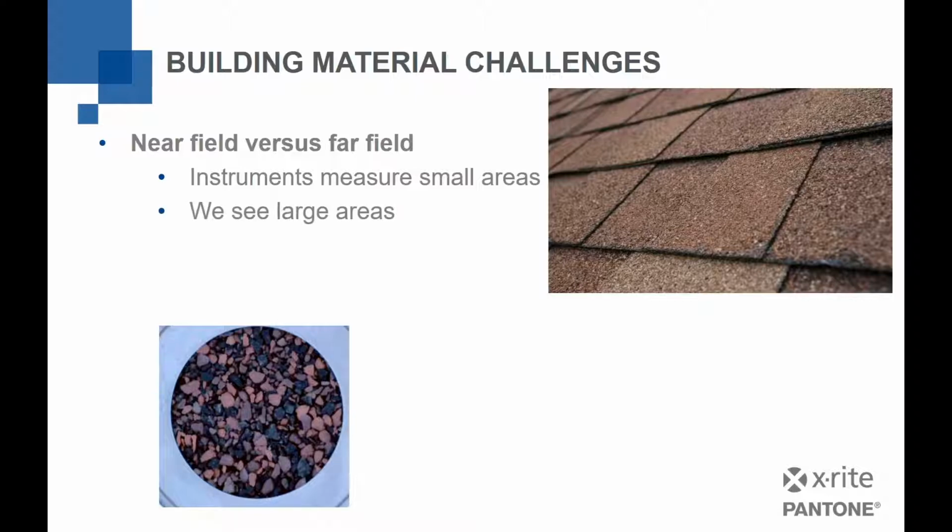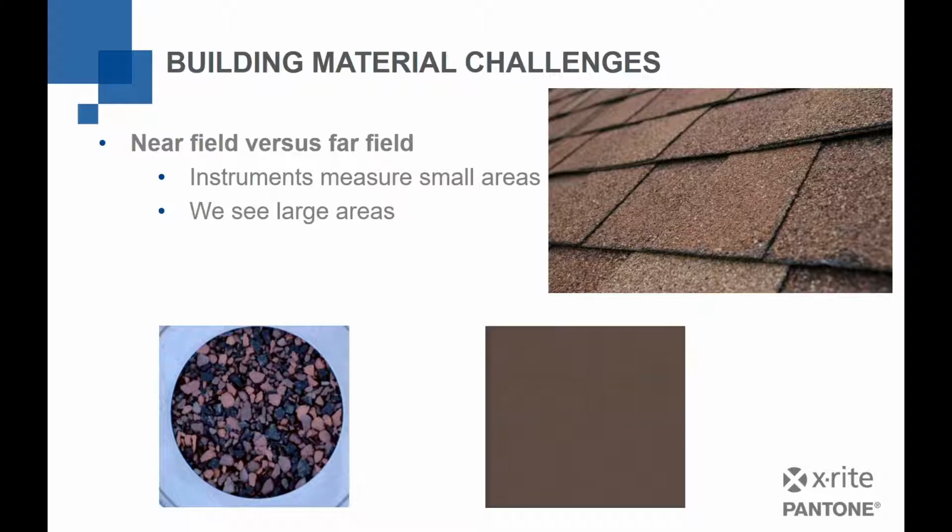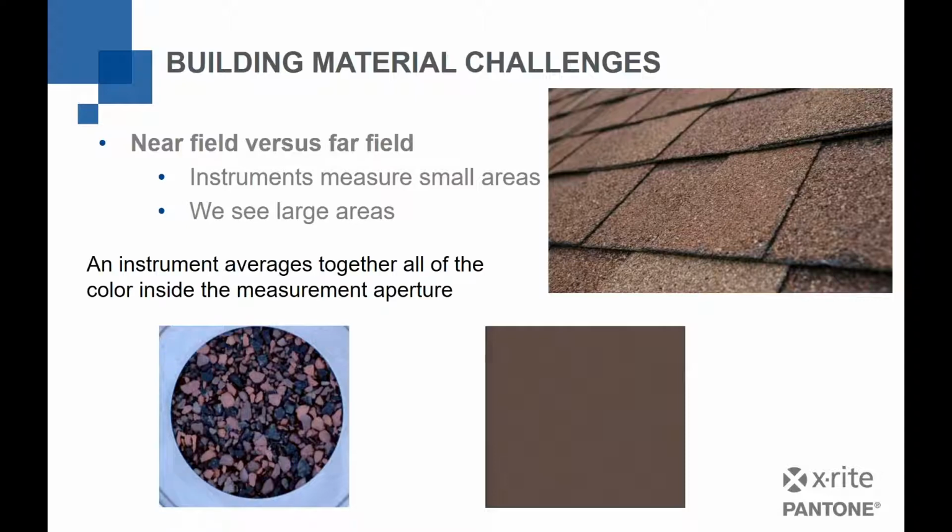We don't tend to look at shingles or anything that's a varied color at that close of magnification. Typically, we're looking at it a lot from further away. And so if I measure that with an instrument, I'm actually going to get that brown color, that square in the bottom right there, because an instrument averages together all of the color inside the measurement aperture. And the reason that works is because it's giving us what I call the far field view, which is the way the customer, the person you're ultimately hoping is happy with the product you're producing, is seeing this.